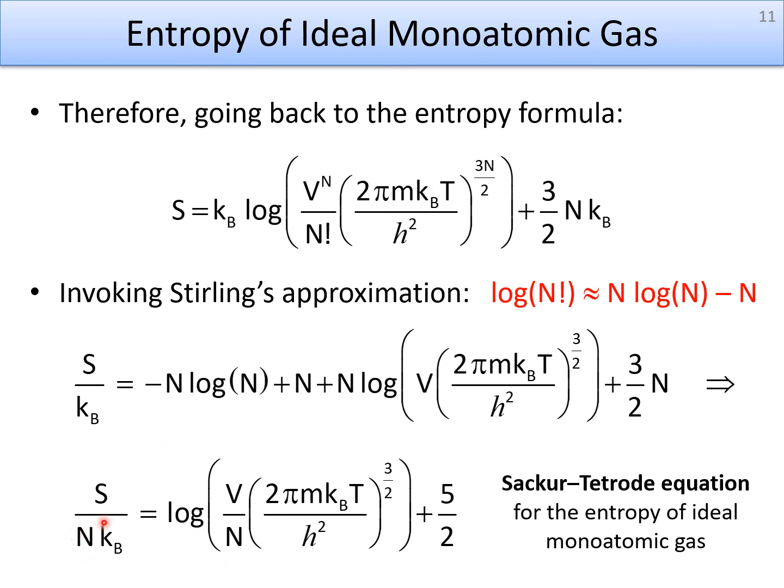So this equation, some of you might be familiar with it. It is an eponymous equation. It has a name. So this is called the Sackur-Tetrode equation for the entropy of the ideal monatomic gas. So again, from the fundamental principles of statistical mechanics, we were able to get an expression for the entropy of the ideal monatomic gas.